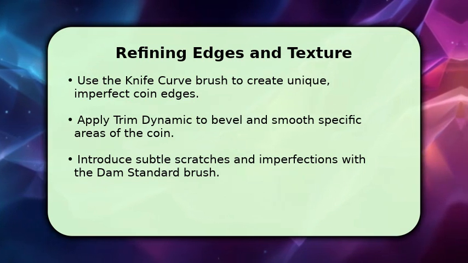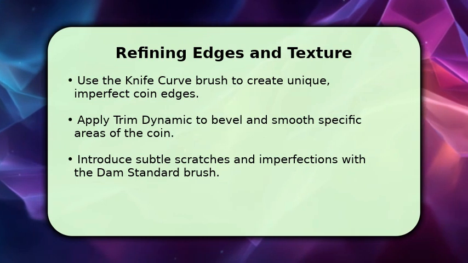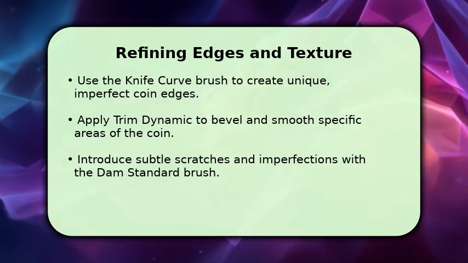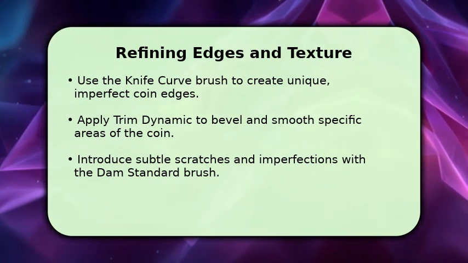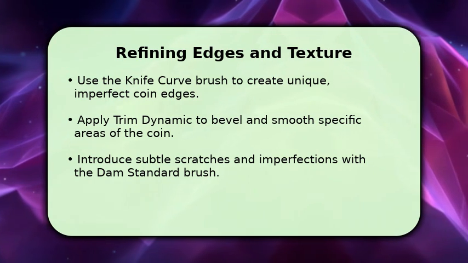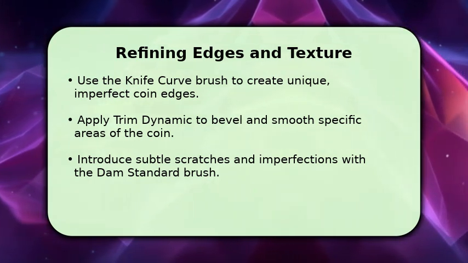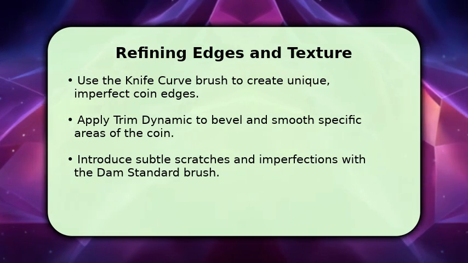Now, let's focus on refining the coin's edges and adding surface texture. Real coins aren't perfectly round, so use the knife curve brush to introduce slight imperfections to the silhouette. The Trim Dynamic brush is excellent for beveling corners and smoothing out ridges, giving it a worn feel. For added realism, use the Dam Standard brush to sculpt subtle scratches and nicks, enhancing the coin's aged appearance.